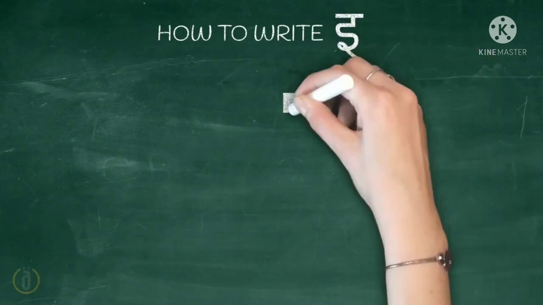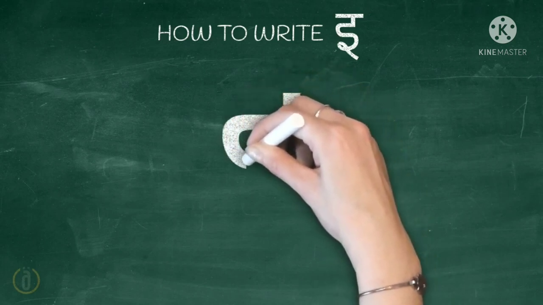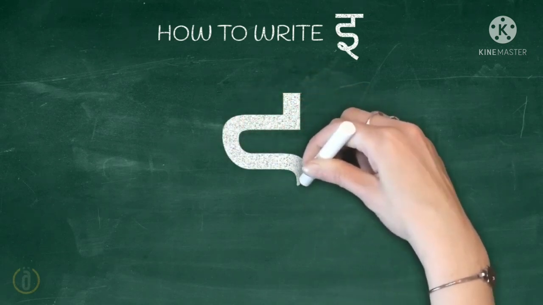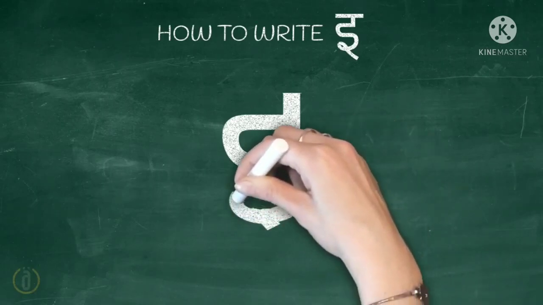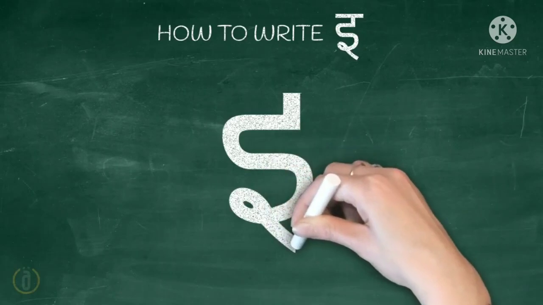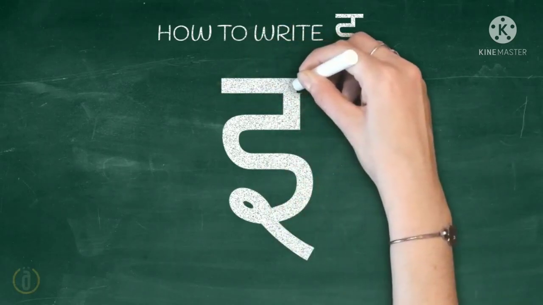Draw one small standing line. It joins with the alphabet S. At the end of the S, you draw one small loop as shown here. And then you join a sleeping line on the top.